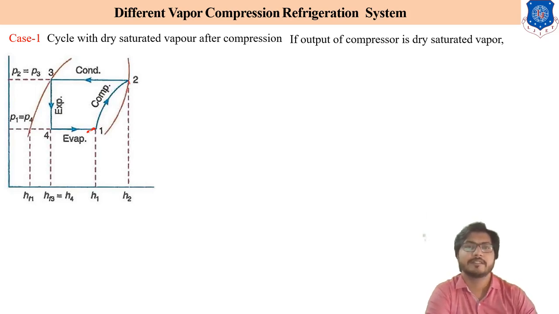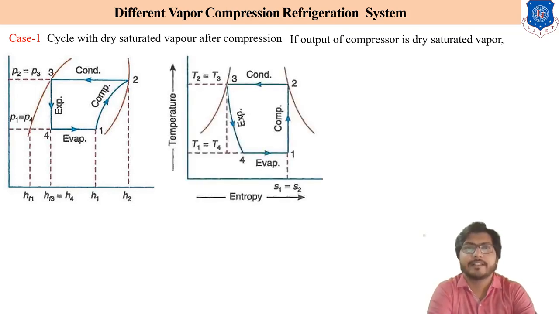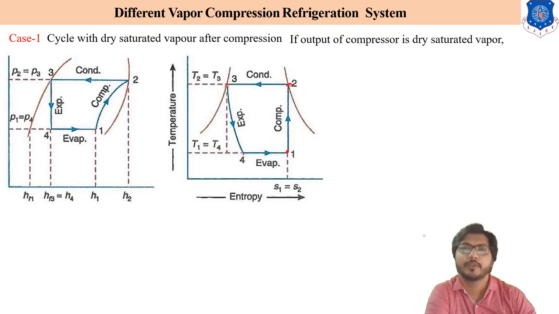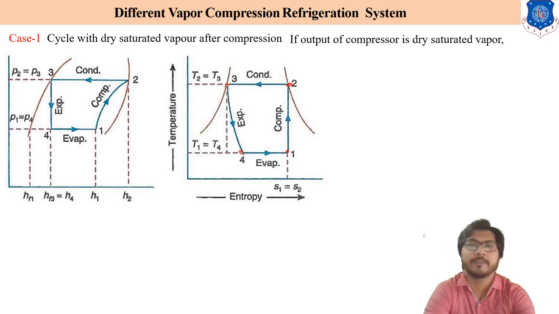Just remember this is a dome. Outside the dome is the superheated region, and inside the dome is the wet region. After the saturated liquid line is the liquid phase. Just remember this. So this is our pH chart for this case. Similarly, on the TS diagram, point 2 lies on the curve and point 1 is inside the dome. Points 3 and 4 are similar to the previous lecture. Points 1 and 2 have the same entropy.